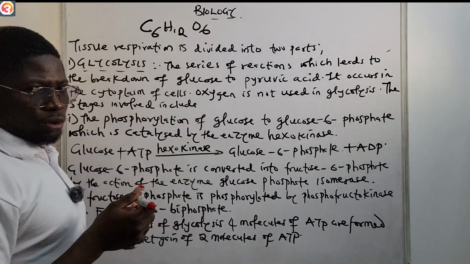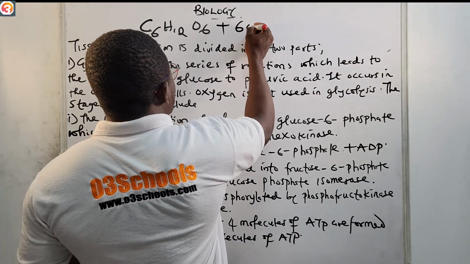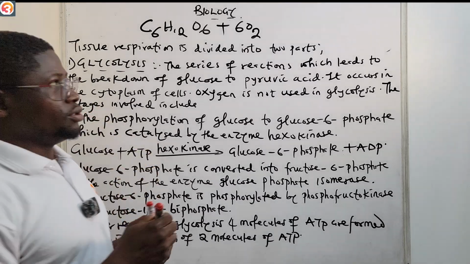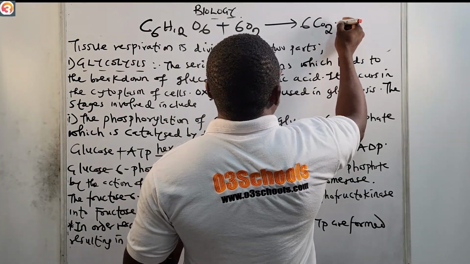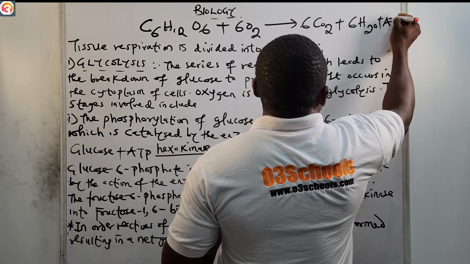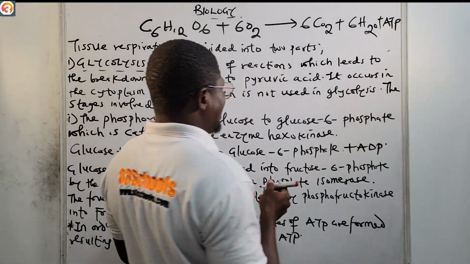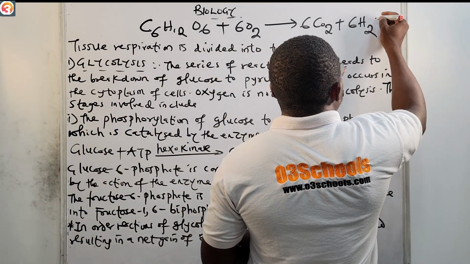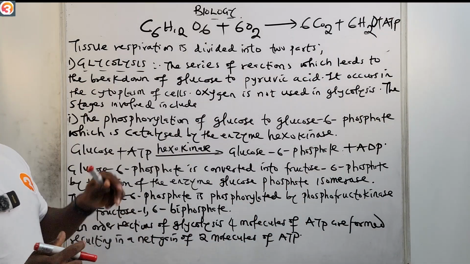This is our glucose. Oxidation is happening, plus 6 molecules of oxygen. This is the balanced reaction. It's very easy: it gives you 6 CO2 plus 6 H2O, plus ATP. Very important. This is the balanced reaction for aerobic respiration.